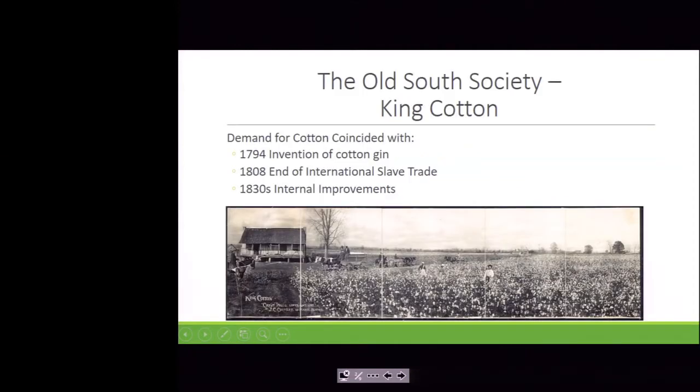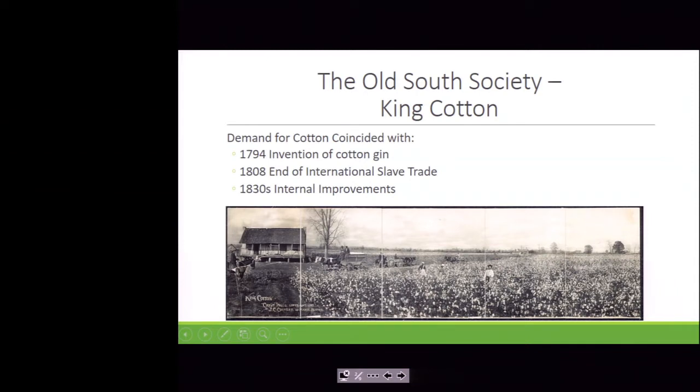To understand the period before the war, we first need to understand the Old South society. How was the South organized before the Civil War? It's all about cotton. Cotton is king. There is an increase in the demand for cotton worldwide, which coincides with these three things. The invention of the cotton gin, the end of the international slave trade, and all of those internal improvements that we talked about last time when we were talking about the Jacksonian era.